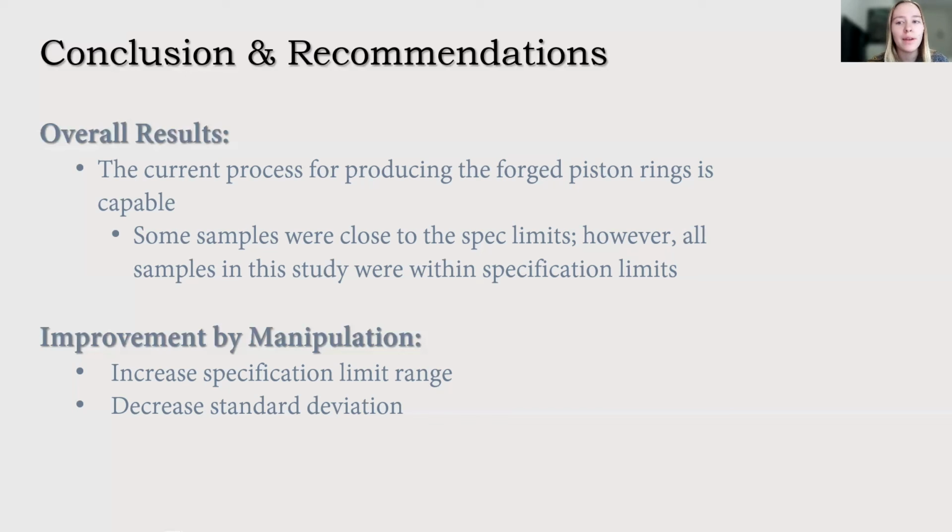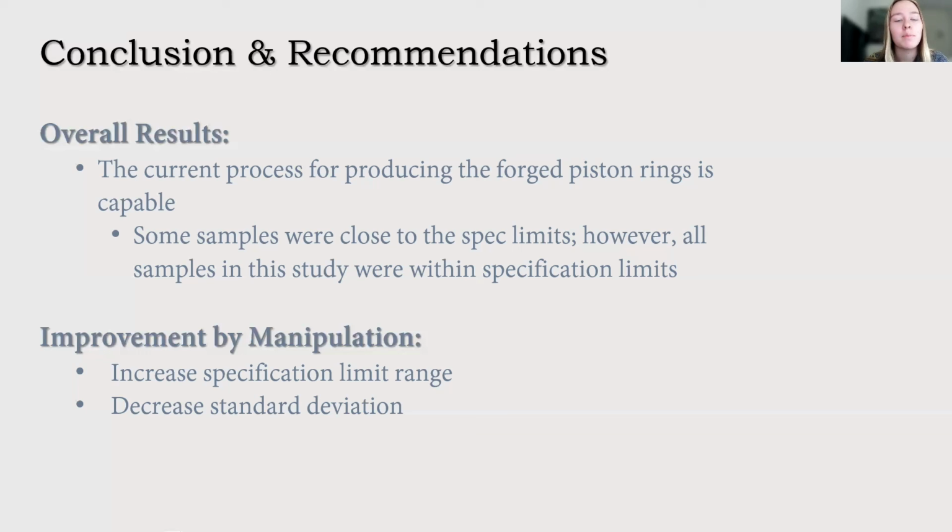All right, so now we have made it to the conclusion, and I will give some recommendations to improve the process. So overall, the current process for producing the forged piston rings is capable. Some samples were close to the spec limits. However, all samples in the study were within specification limits.